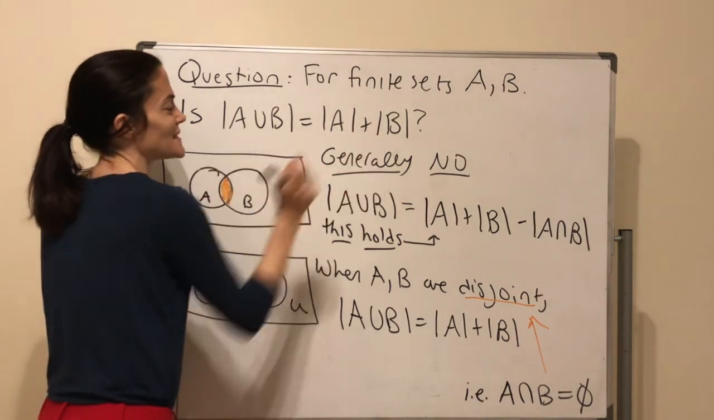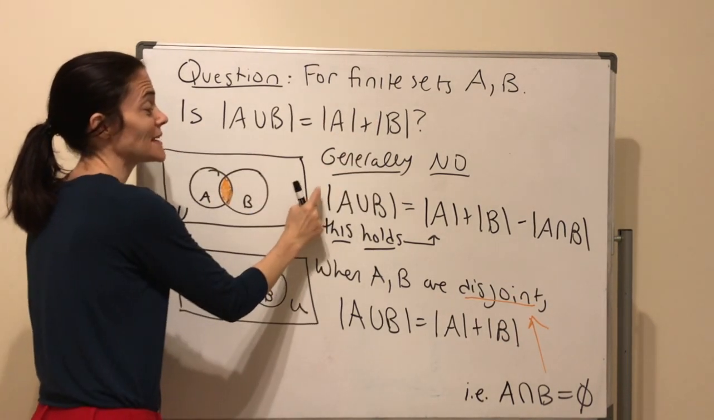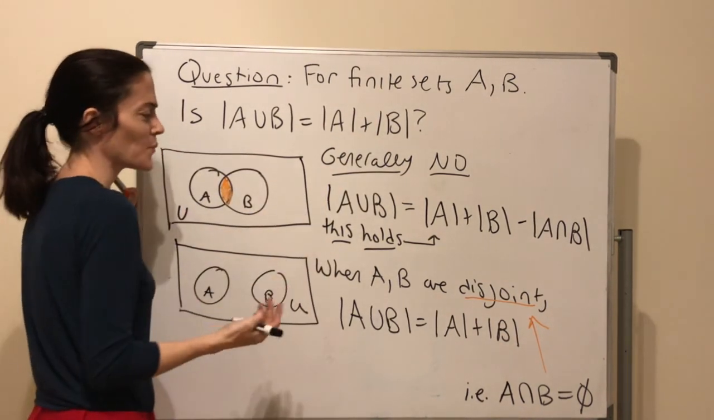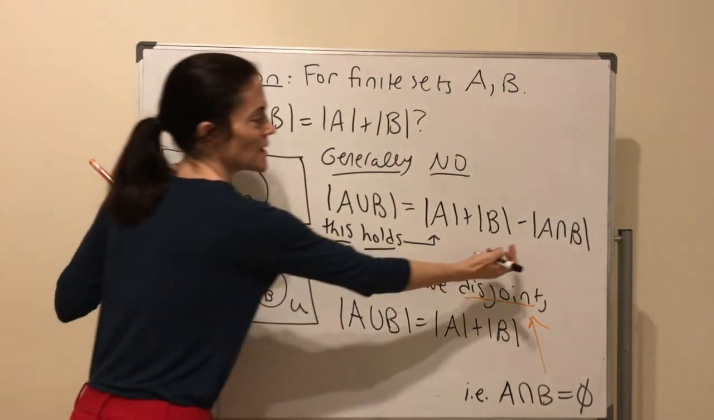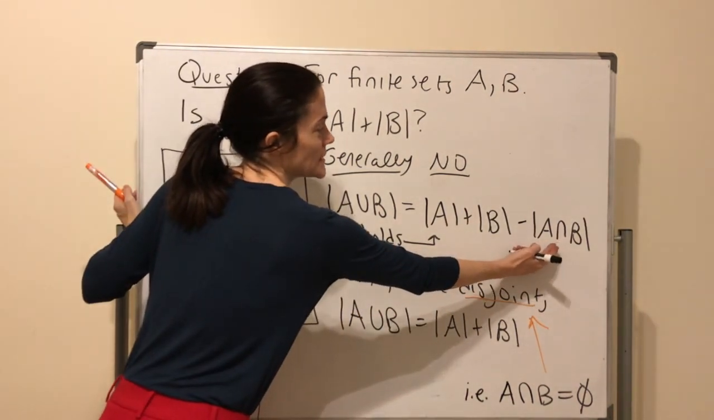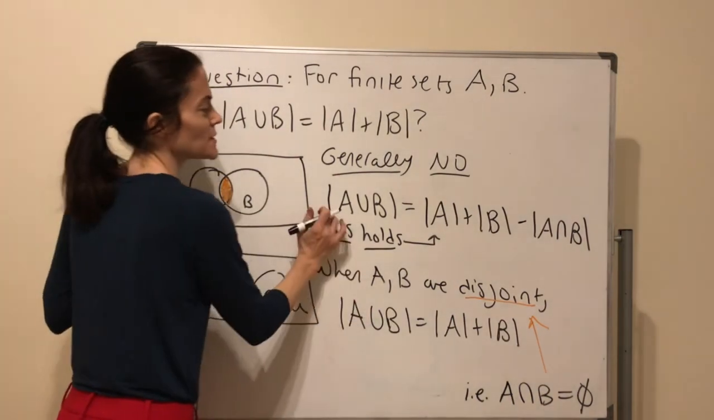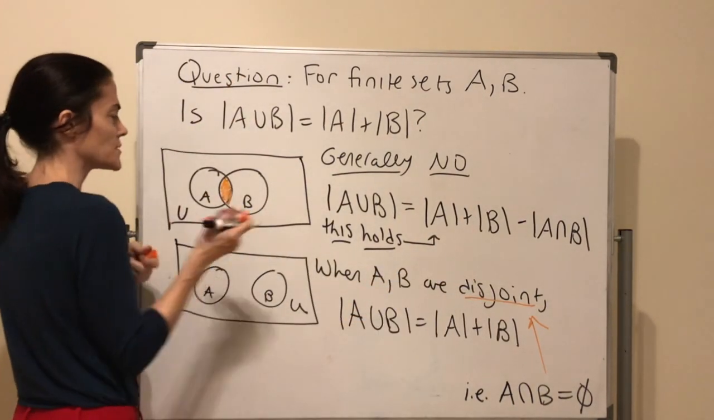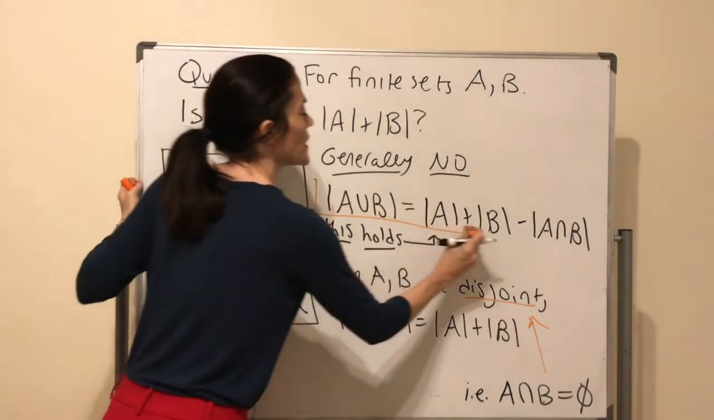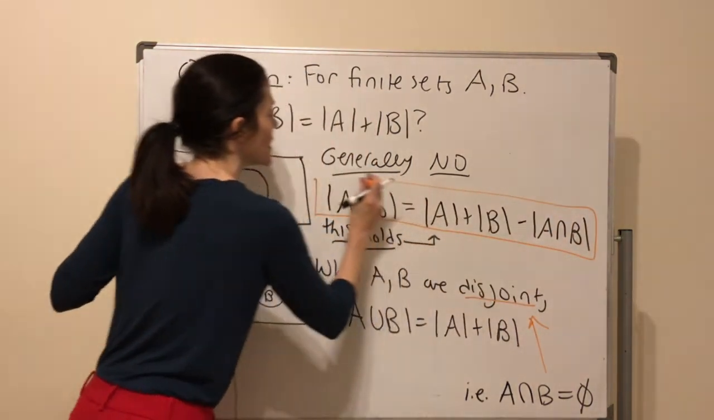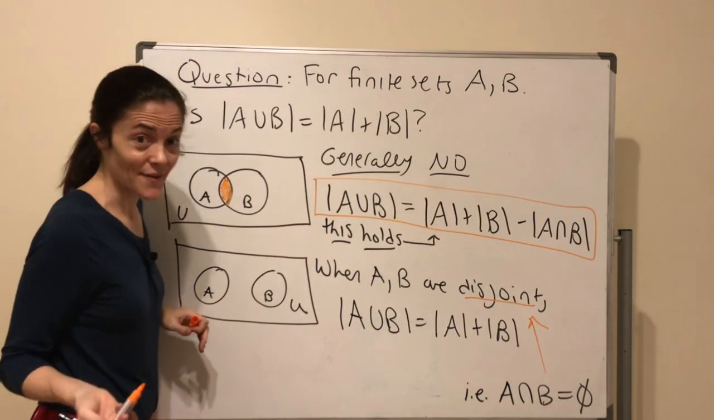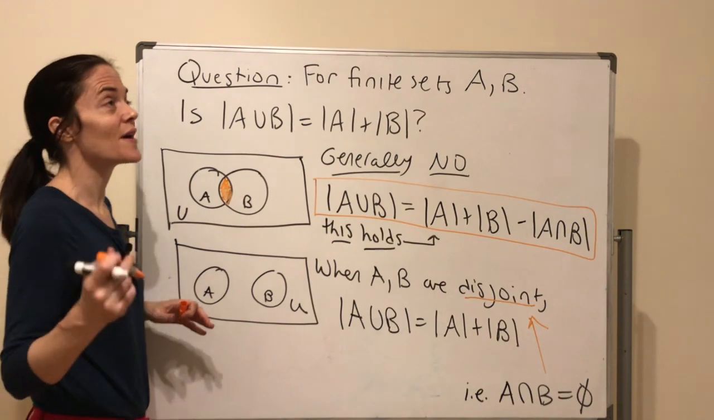But generally, this is not true. This is the correct equation. Generally, and even when you have disjoint sets, this is 0, cardinality of the empty set, and so this would hold also for that. So this is really the relationship here between the cardinality of the union, cardinality of A, and cardinality of B when you have finite sets.